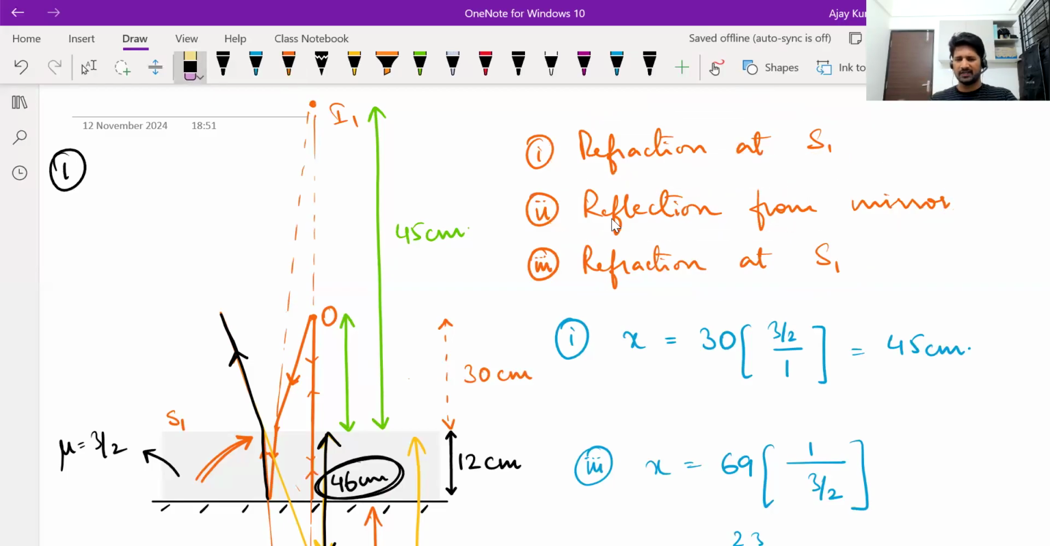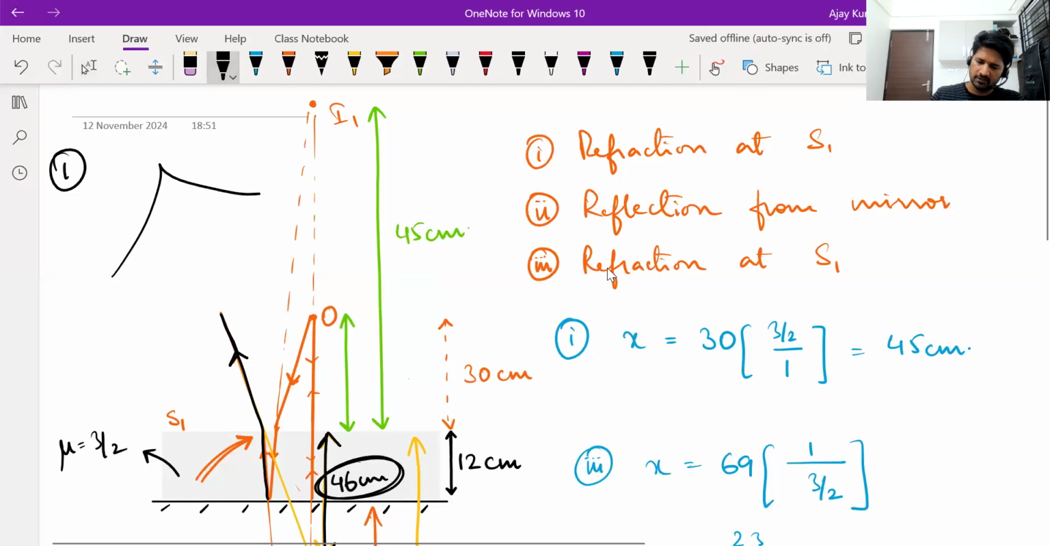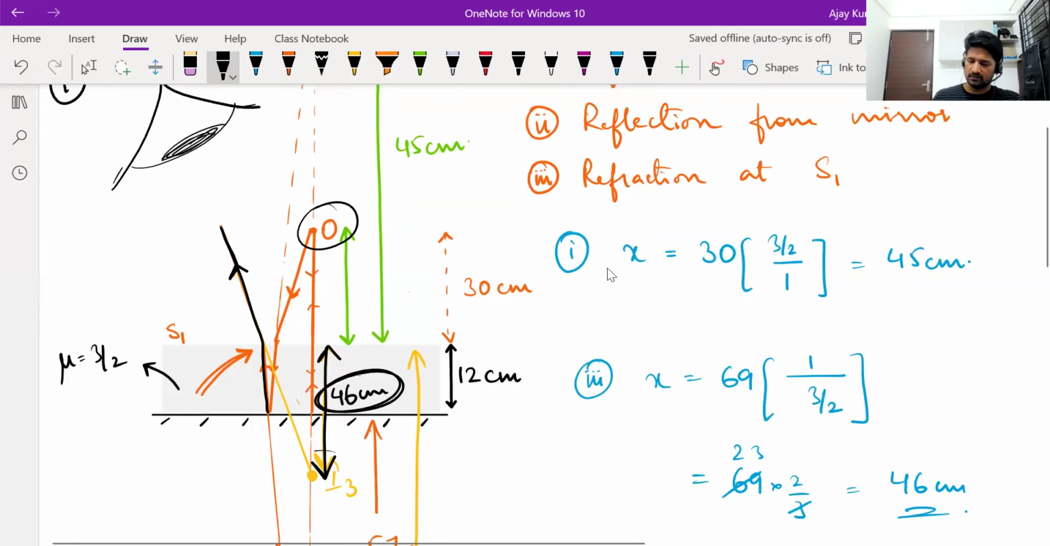Since these are flat surfaces, we use the apparent depth or apparent height formula. So what happens is, if there's an observer somewhere here, that observer will be able to see this object directly. They will see its image here.